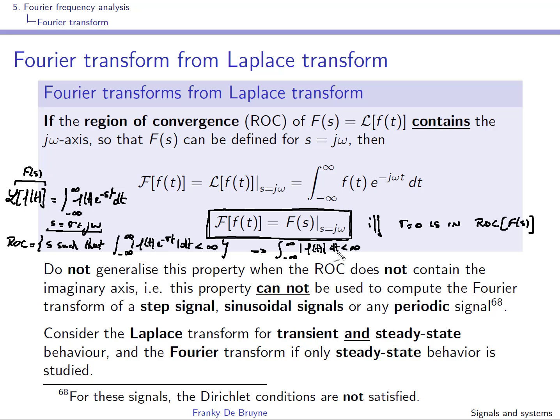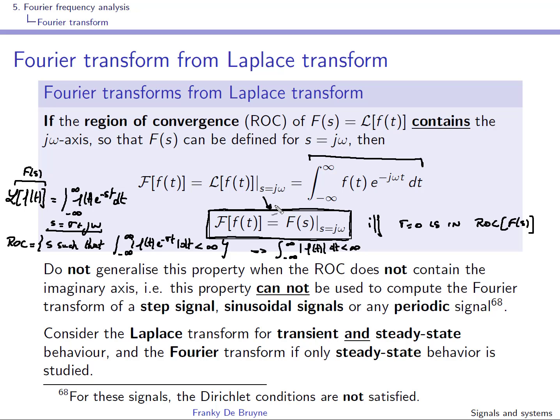converges. So this means that the function is absolutely integrable and that the Dirichlet conditions are met, and that you can indeed speak of a Fourier transform that can be computed using the usual formula. Okay, so do not generalize this property over here if the region of convergence does not contain sigma equal to 0. Sigma equal to 0, remember, is the imaginary axis.